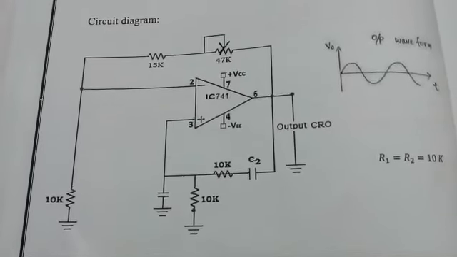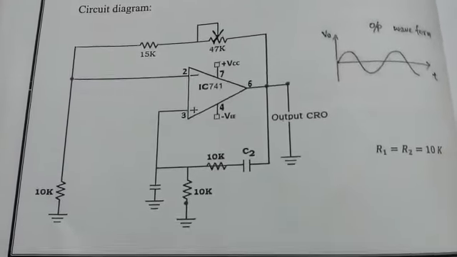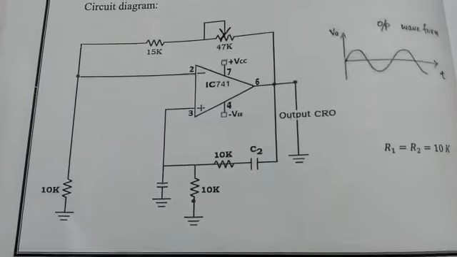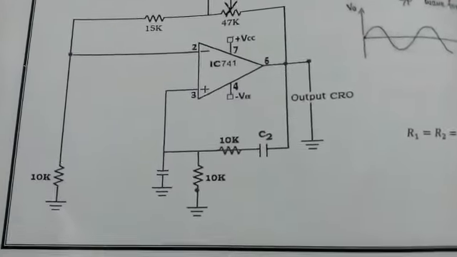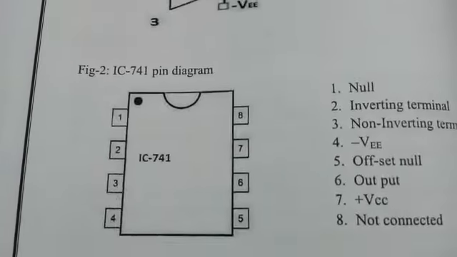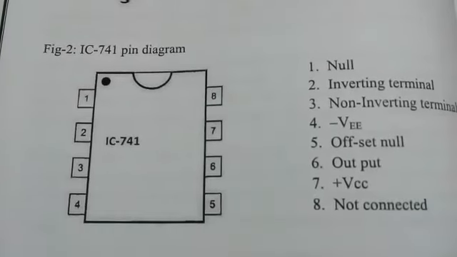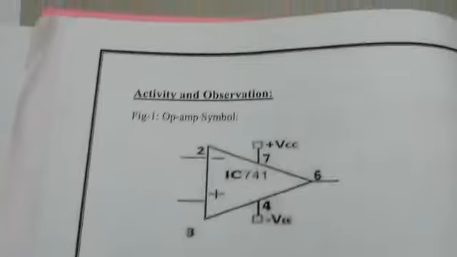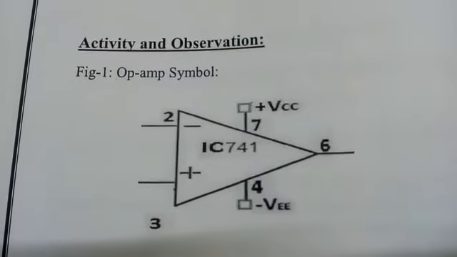Let us study what is op-amp. Op-amp is a high gain, high input resistance differential amplifier. It is available in 8-pin IC. Figure shows the 8-pin IC and this is the symbol for the operational amplifier.